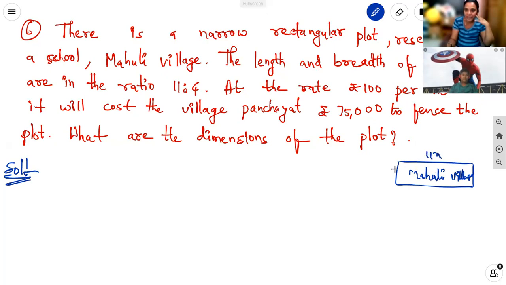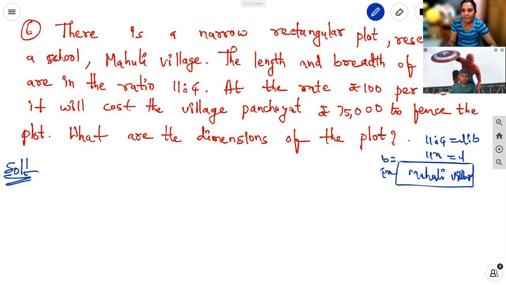This is 11x, and this is 4x. Why? Because the ratio of length and breadth is 11 to 4, that is nothing but length equal to 11x and breadth equal to 4x. When they give it in a ratio, we can multiply with the variable x.